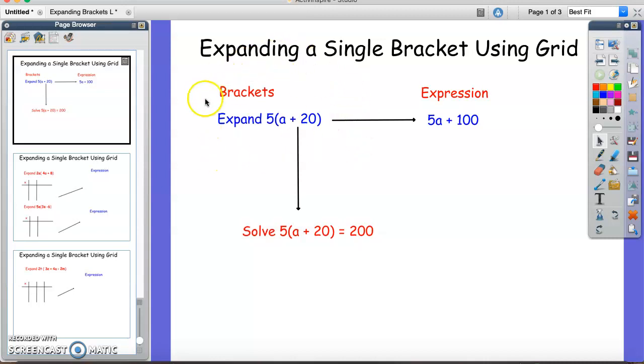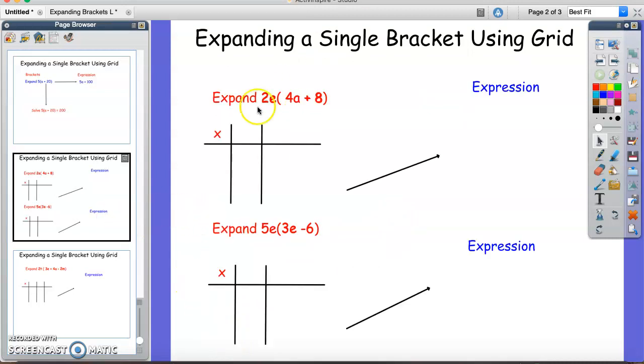So when we're expanding a bracket, we're given a bracket and we need to simplify it fully to an expression. The eventual use of this is that it would move towards solving equations, so it is a good skill to have. So what you'll be given is a bracket and you'll be expected to simplify it fully into an expression. So how we're going to do this is we're going to use a grid, okay?